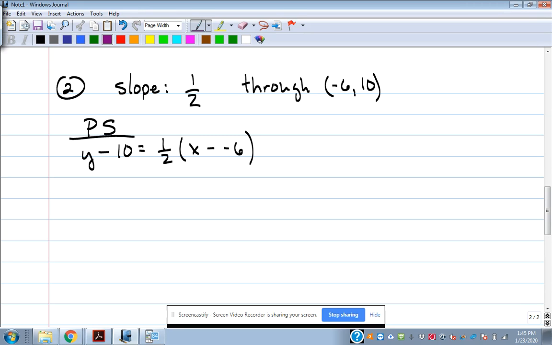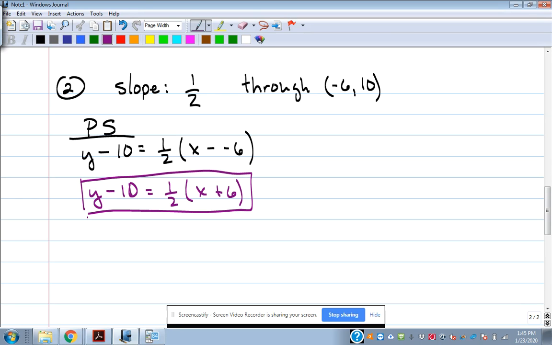This one I can do a little bit of cleanup on. I got a double negative there, and double negative turns into what? A positive, yeah. So I'm just going to rewrite it as y minus 10 is equal to 1/2 x plus 6. And that'll be my point slope form. Works out real nice. Okay.